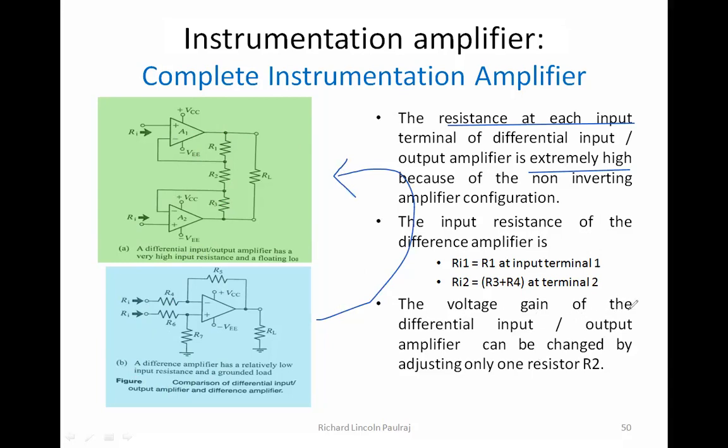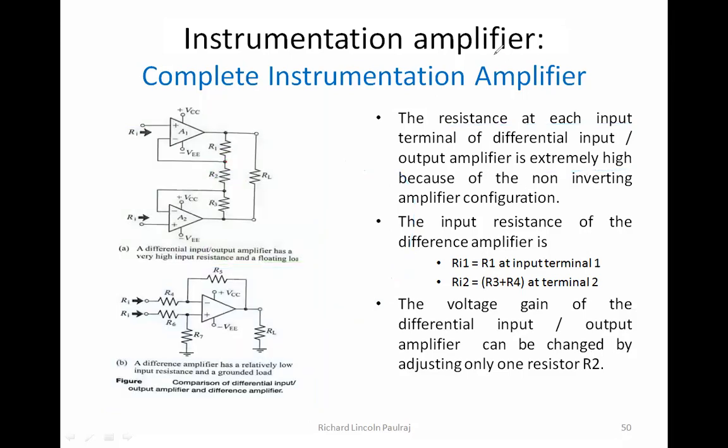The voltage gain of the differential input output amplifier can be changed by adjusting only one resistor, which is R2. So we are very much aware that if I just vary the value of R2, the differential input output amplifier gain can change. So how is it going to change? Because it's going to be R1 plus R2 plus R3 divided by R2. So R2 is going to be playing a major role here, right?